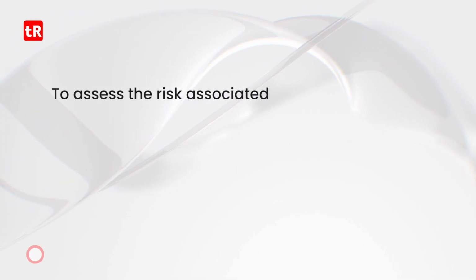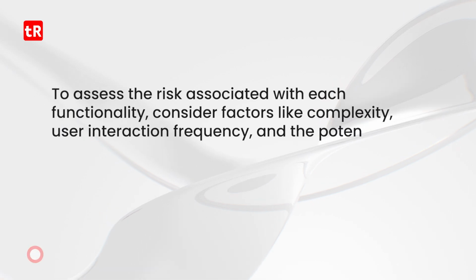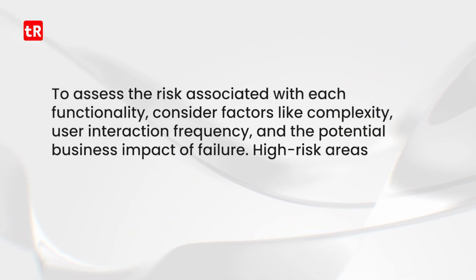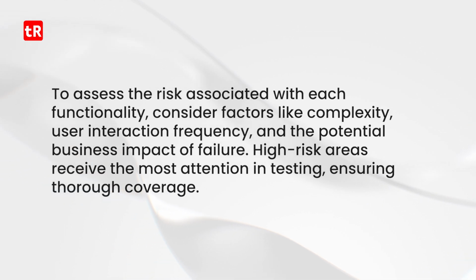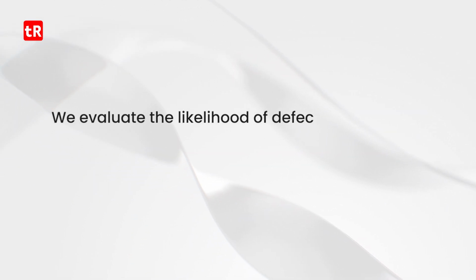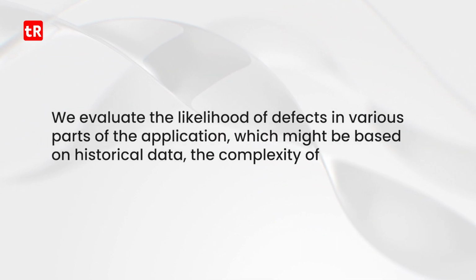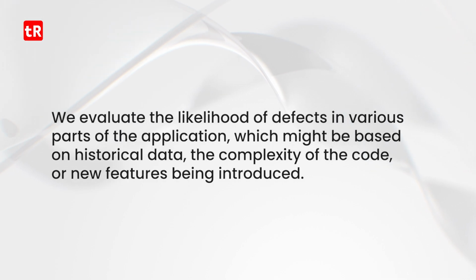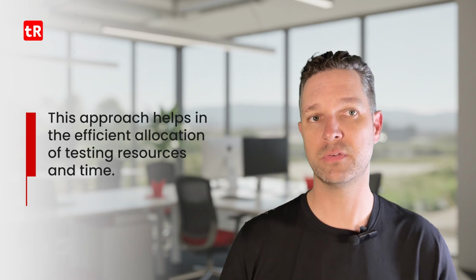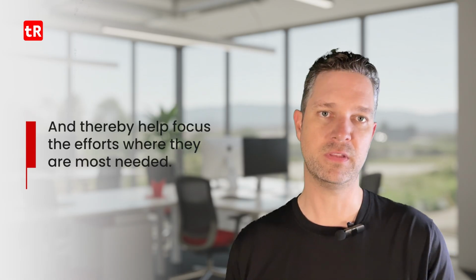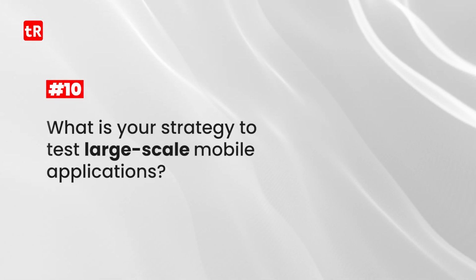To assess the risk associated with each functionality, consider factors like complexity, user interaction frequency, and the potential business impact of failure. High-risk areas receive the most attention in testing, ensuring thorough coverage. We evaluate the likelihood of defects in various parts of the application, which might be based on historical data, the complexity of the code, or new features being introduced. This approach helps in the efficient allocation of testing resources and time, and thereby helps focus the efforts where they are most needed. What is your strategy to test large-scale mobile applications?